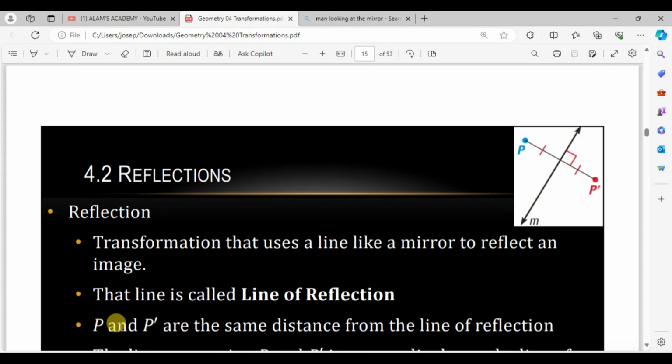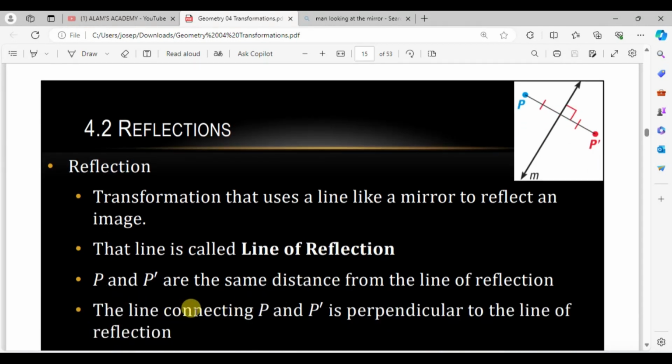Okay, so P and P prime are the same distance from the line of reflection. So the distance from this to the original, you count here 1, 2. So you must count the same 1, 2 to the image. So the image to the mirror is the same as the mirror to the original figure.